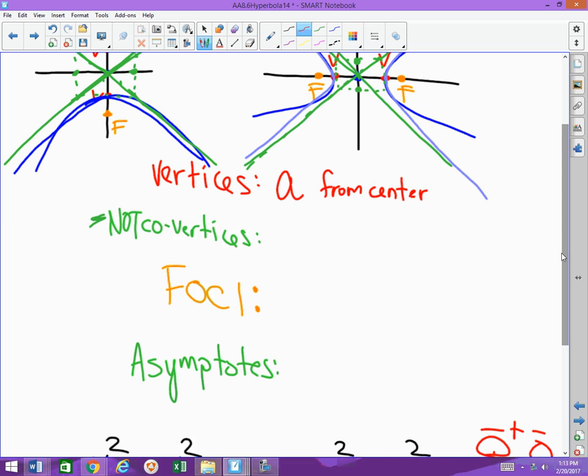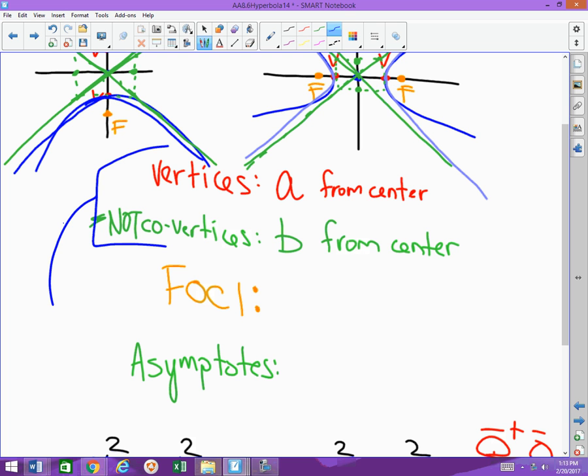Then these co-vertice points, like I said, you really don't need them other than to figure out the shape and everything, and don't have to plot them, but you do have to figure it out. It's the value of b from the center. And these 2 points are key to dealing with the asymptotes. Because the asymptotes are lines.